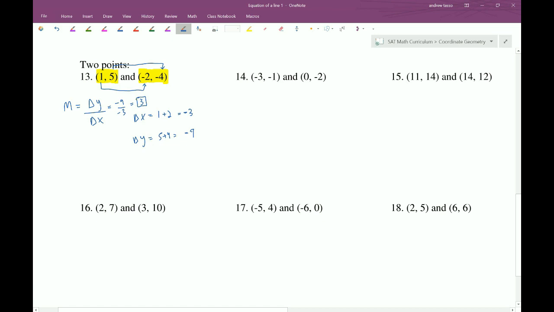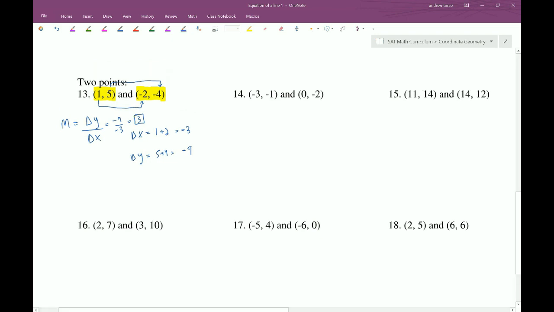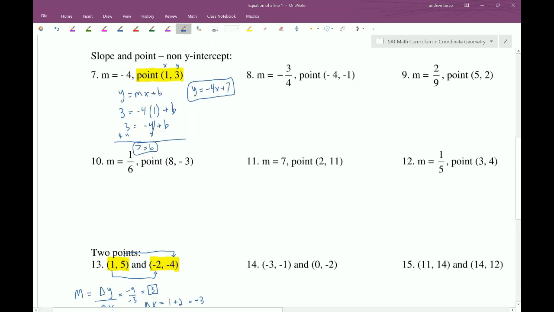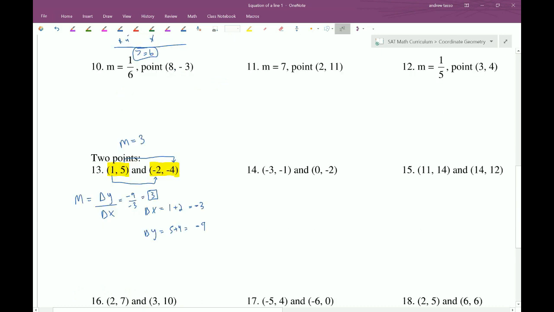But that's only the first step. Now what we need to do is similar to what we did in the previous example, because now we know what m is. We know that m is equal to 3. And we also know what one of the points is. In particular, we'll use the first point, but in general, we could use either point as x, y. So we're just going to use x as 1 and y as 5, along with our m as 3.